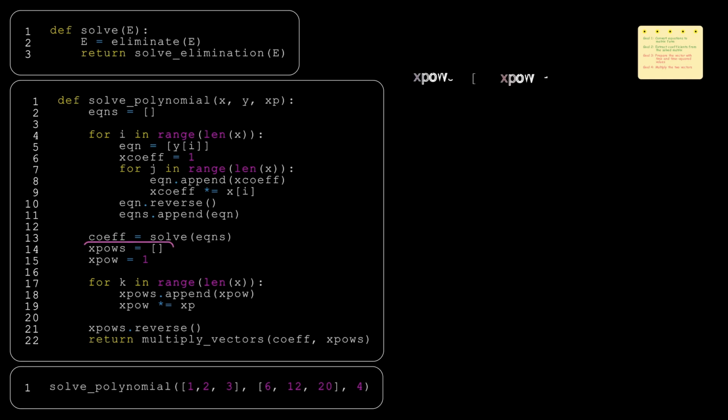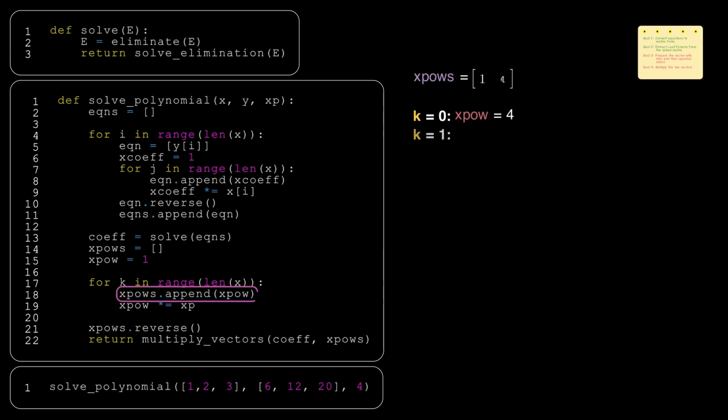We start by defining two variables, xpows and xpow. The xpows matrix will store the powers of xp, which is the time value where we want to calculate y, here given as 4. The xpow variable will hold each power of xp starting from 1. We begin the first step with k equal to 0. We add the current value of xpow, which is 1, to the xpows matrix. Next, we update xpow by multiplying it with xp, which is 4. The new value of xpow is 4.